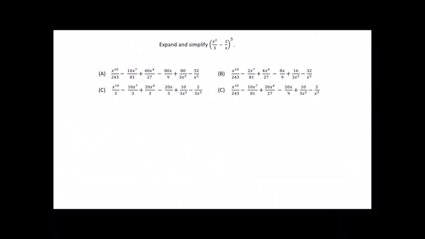Final question, lots of fractions in this and our biggest power at this point. So we're going to start off the same way. First part is x squared over 3, so that's our first term. Second term is negative 2 over x, and 5 is going to be your checkpoint.